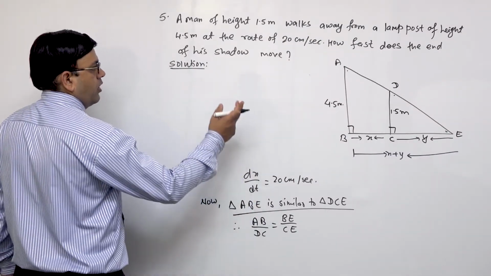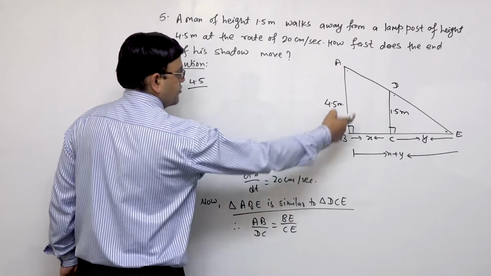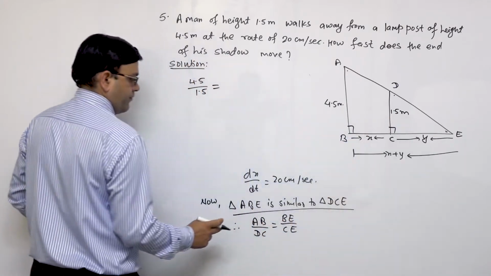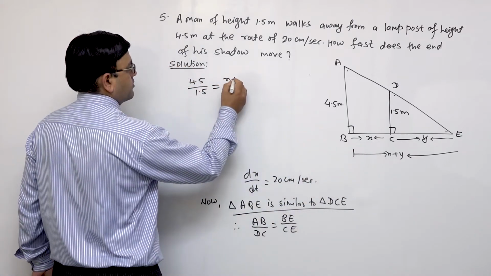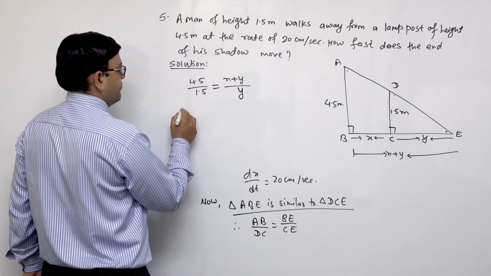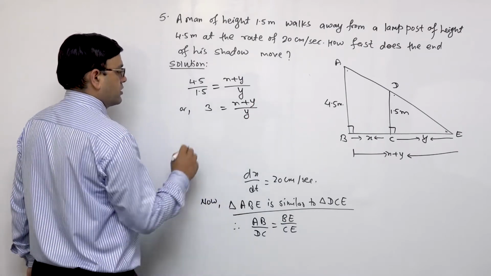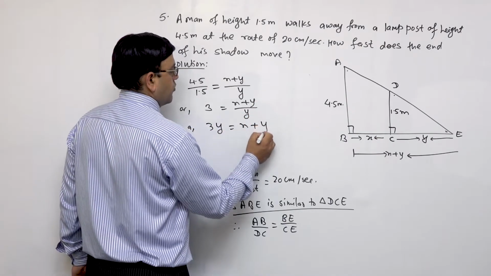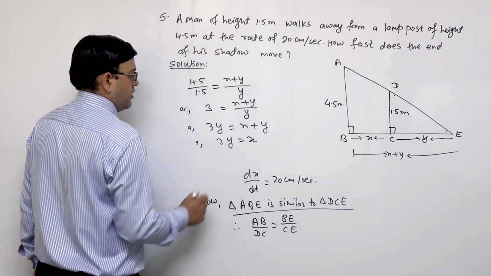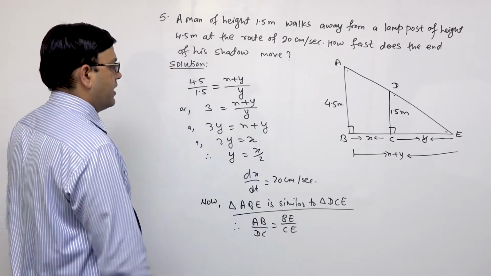So let's put the values here. AB is 4.5, so we can write 4.5 by DC is 1.5, is equal to BE, which is x plus y, by CE, which is y. After dividing, here we get 3 equals x plus y by y. By cross multiplication, 3y is equal to x plus y, or 3y minus y, 2y is equal to x. Therefore y is equal to x by 2.